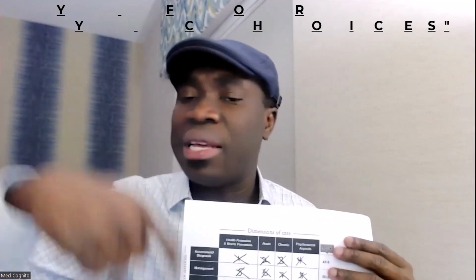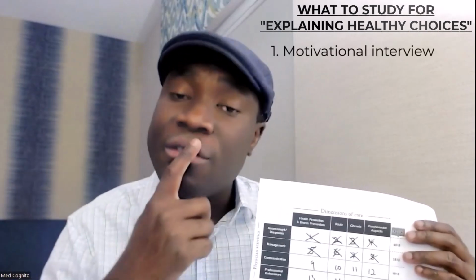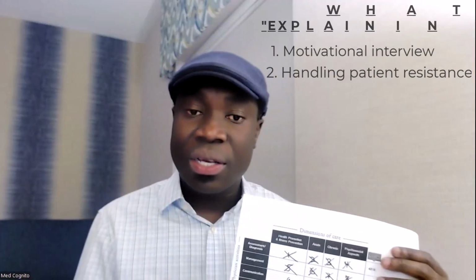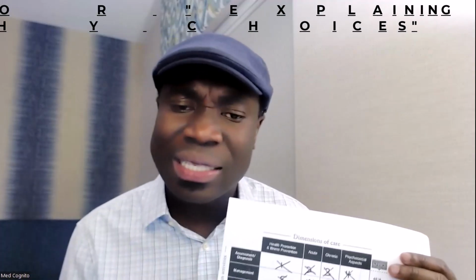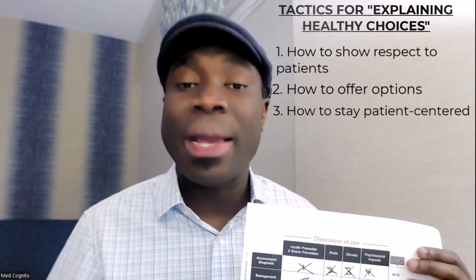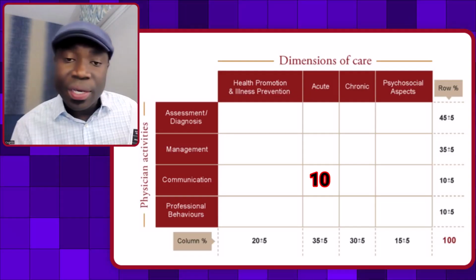So what am I going to study in my MCCQE1 preparation for box 9? Motivational interviewing, handling patient resistance to a particular public health and health promotion intervention. So what will be my MCCQE1 tactic? How to show respect to patients, how to offer options, how to stay patient-centered in my management. So box 9, nailed. Now let's go to box 10. Box 10 is a merge between acute medicine and communication.